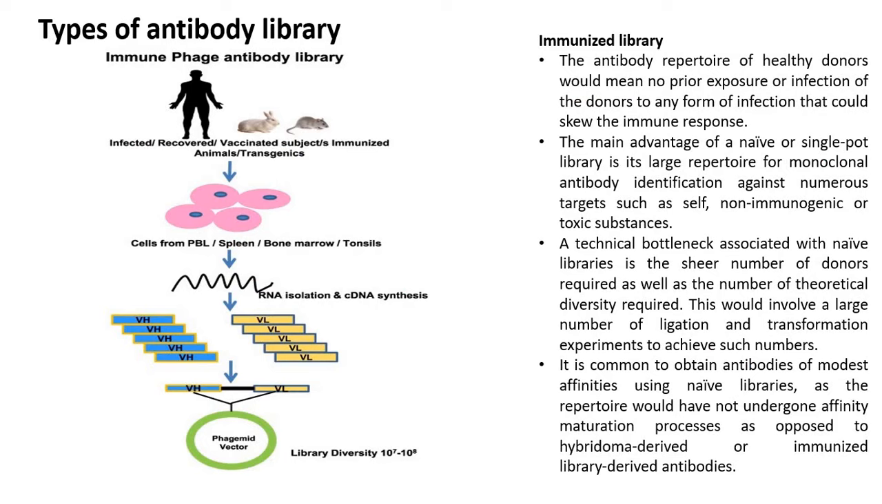The immunized library is the same as the naive library. The only difference is that we are immunizing the animals, or we are collecting the blood from the person or the patient who has been infected with the disease. For example, in the case of the coronavirus, if the person is infected with the coronavirus, we can make a COVID library like that. And the other things are quite the same.